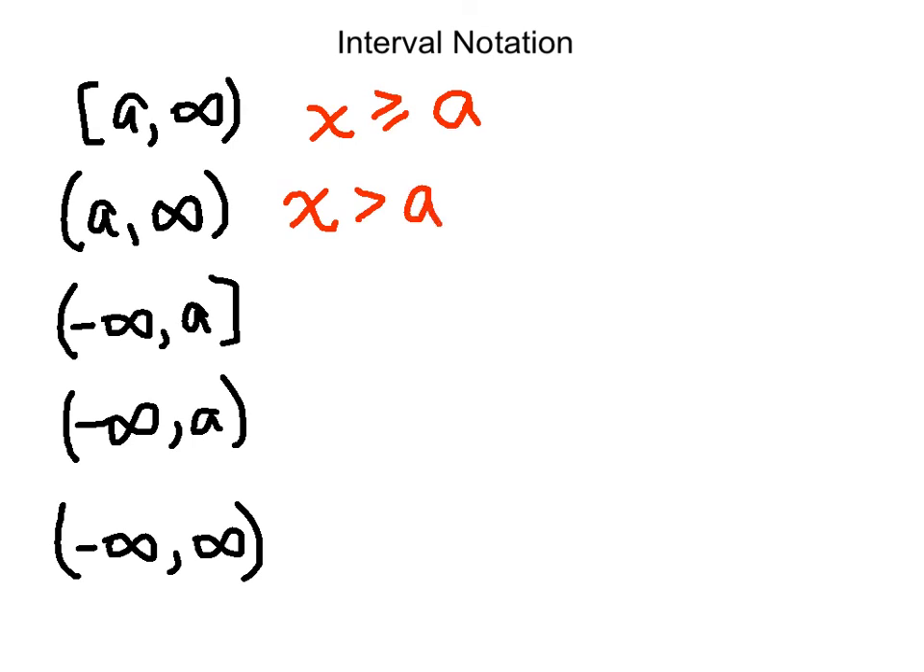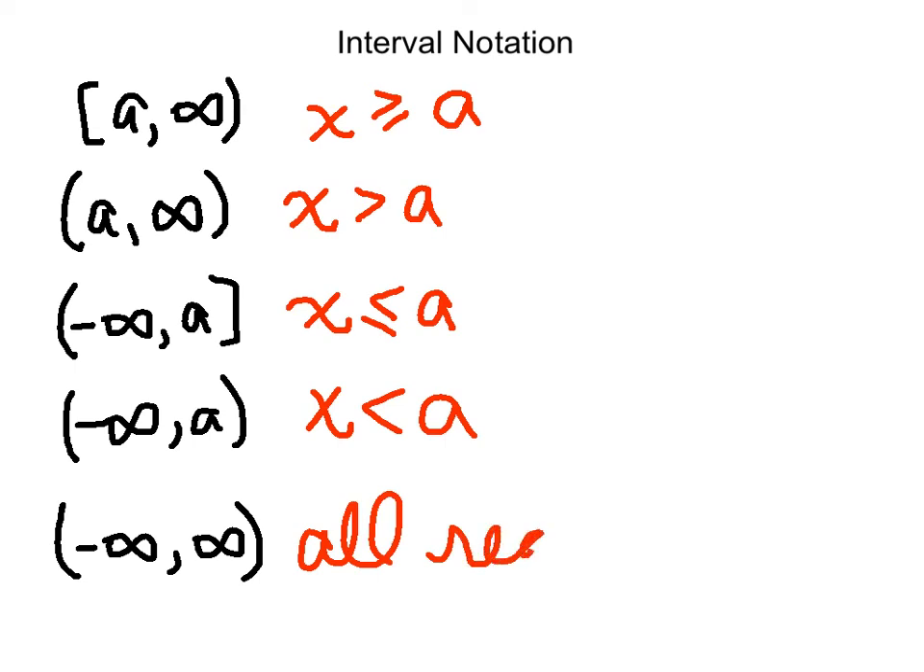Next we have unboundedness in the negative direction, including a, by the bracket notation, and we would write this as x is any number less than or equal to a. Next, also unbounded in the negative direction, but not including a, would be x is less than a. And the final notation goes from negative infinity to positive infinity, and that would include all real numbers.